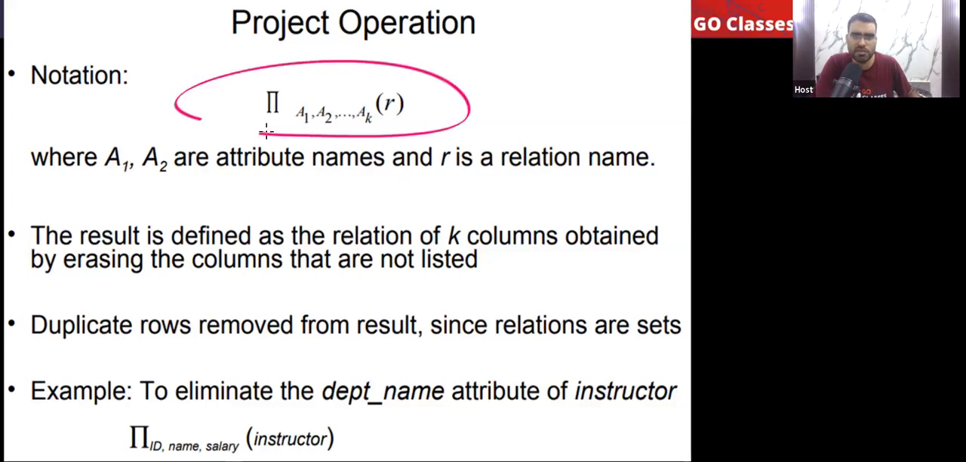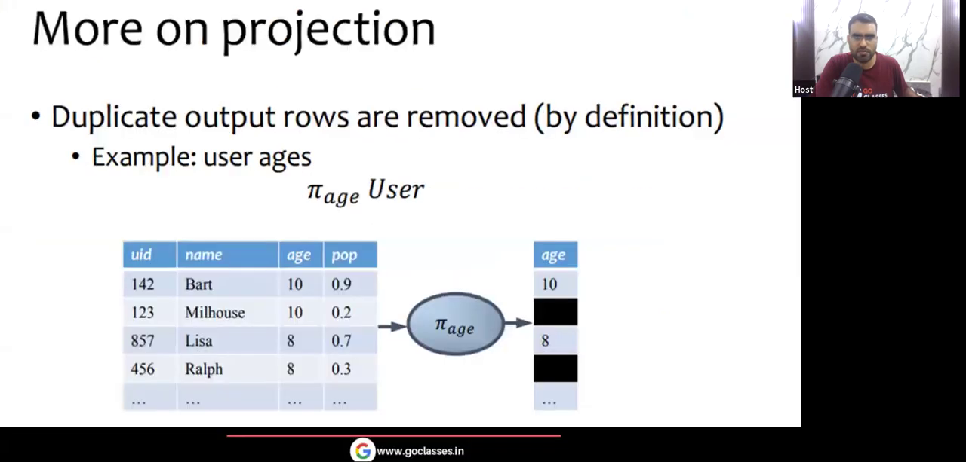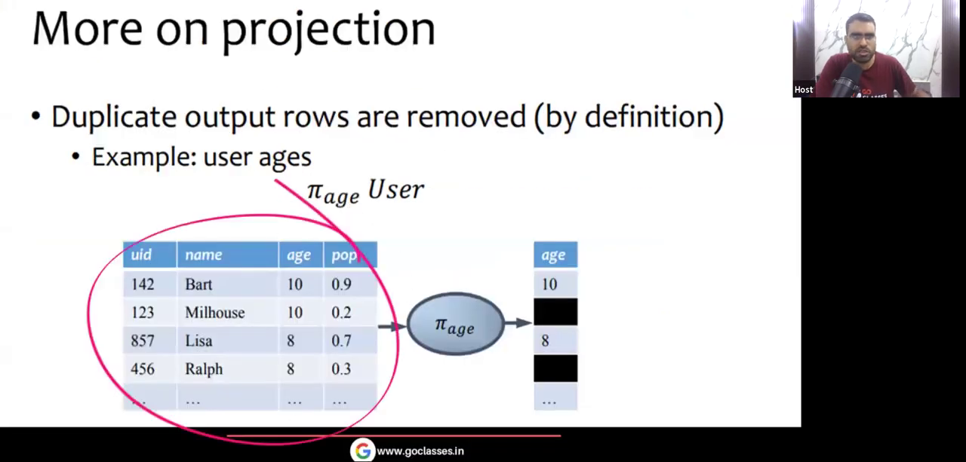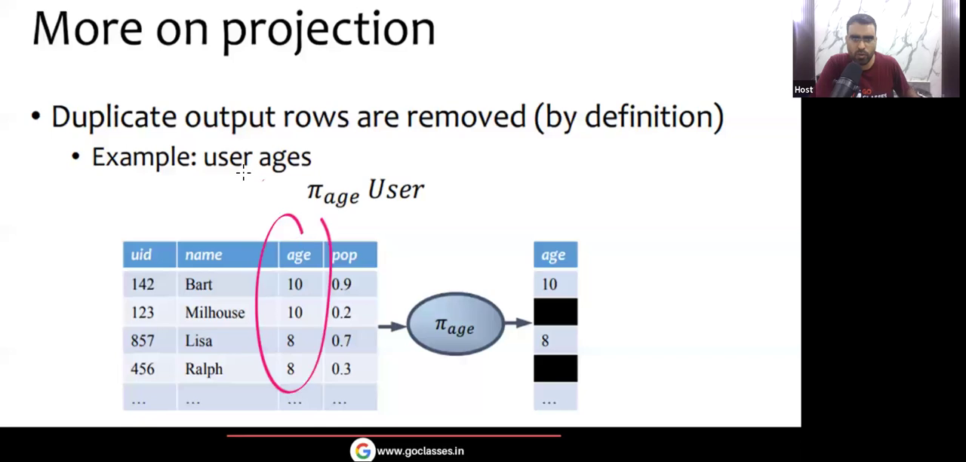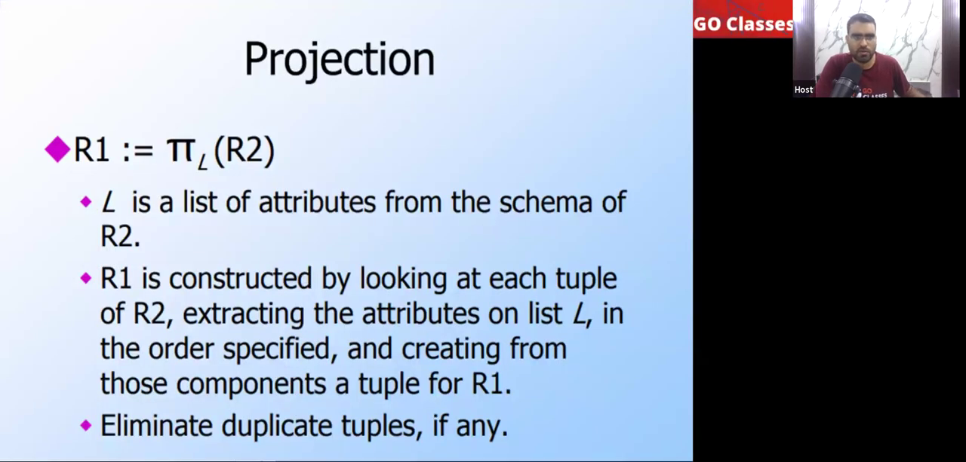Okay, so we have seen this. This is the projection. This is the list of attributes. You can see this is your user table, and I want to project age. Yes or no? Pi means projection. I want to project this attribute age. So you can see duplicates will be removed, remember. So in the output, there will be only two tuples. Duplicate tuples are removed by definition. Eliminate the duplicates.